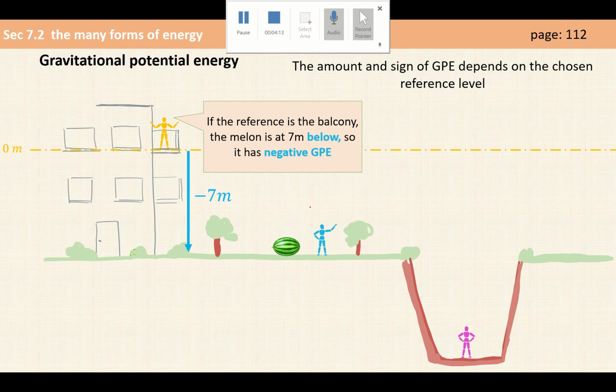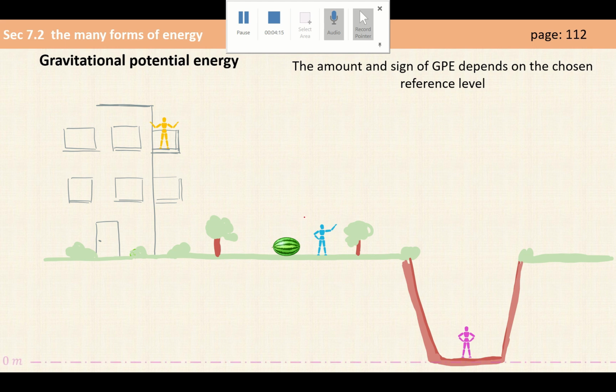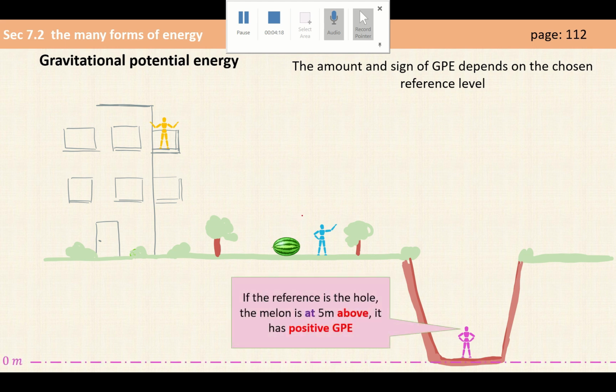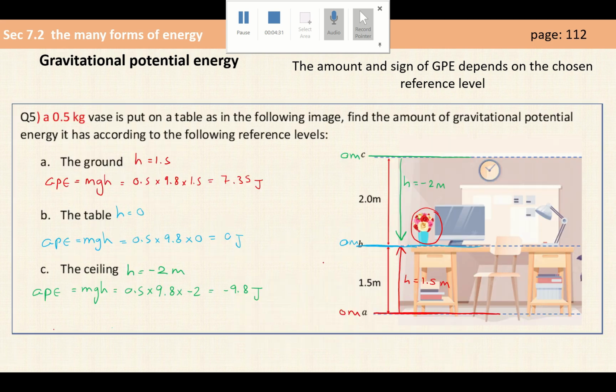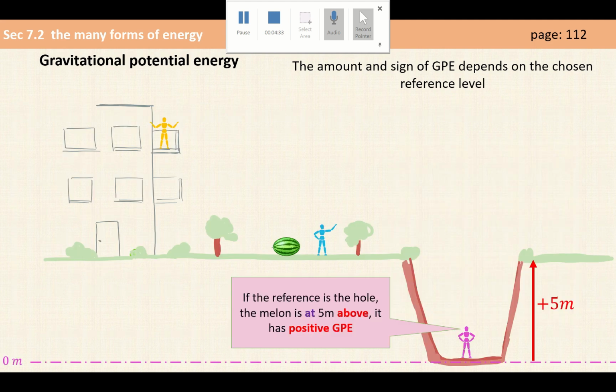But now let's choose the hole as the reference level. So we are measuring the heights from the hole. Now you can see if the reference level is the hole, the melon is 5 meters above the reference level, and hence it will have positive GPE. So if we want to calculate the gravitational potential energy of the same watermelon, you'll multiply its mass times 9.8 times h. In this case, it will be positive 5. So it will give you a positive value for GPE.